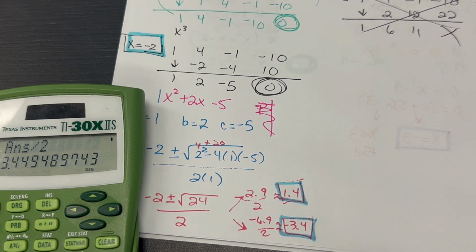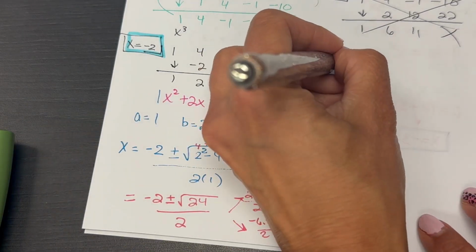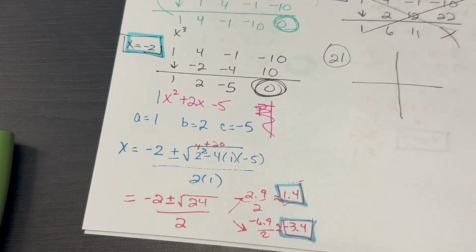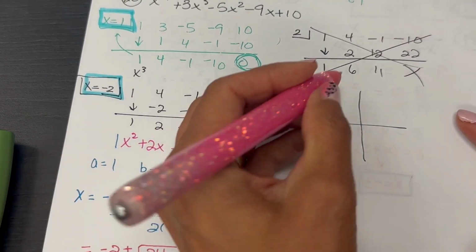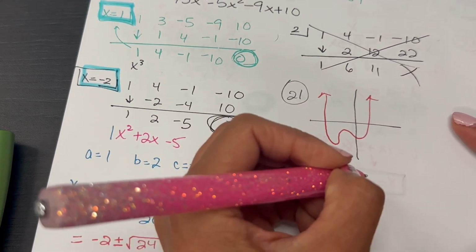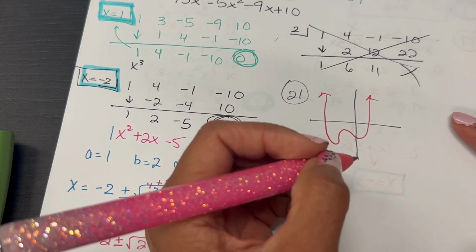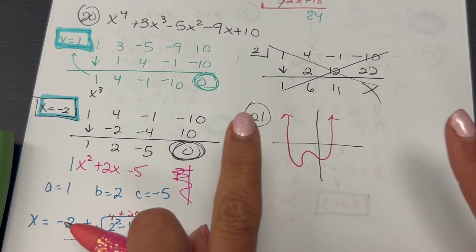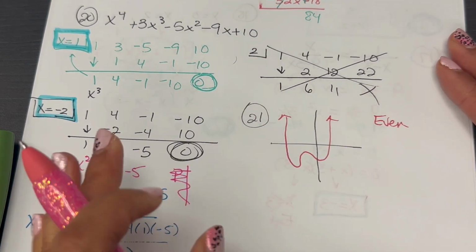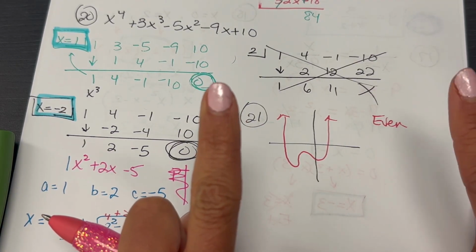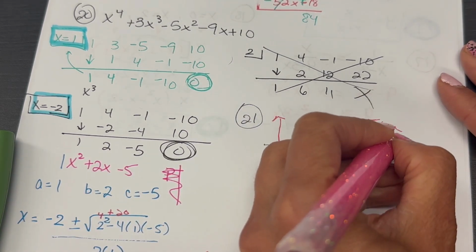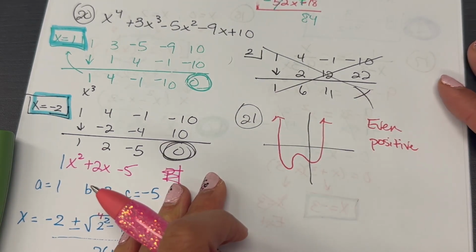Number 21 is a graph. And I'm just gonna draw a quick little sketch of what we've got going on here. It's the funky W. It looks kind of like this. Okay, there's no numbers. Well, there are numbers on this graph, but it doesn't matter. Okay, so because both ends are facing up, I know that this is even. Up or down, both going in the same direction, the end behavior is even. But because we're facing up, I know that this is also a positive, because up is positive, down is negative.